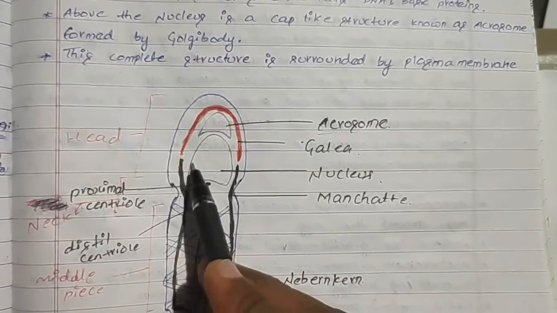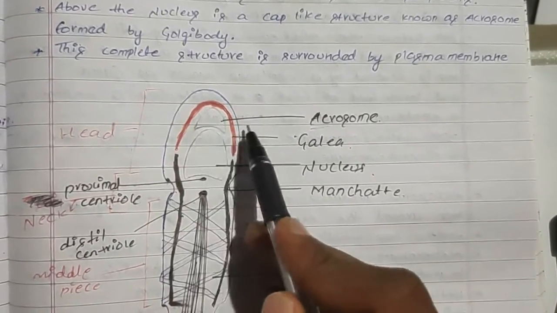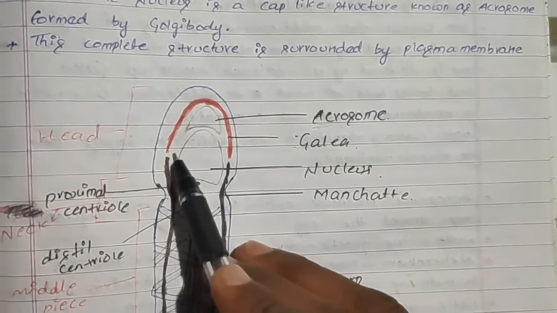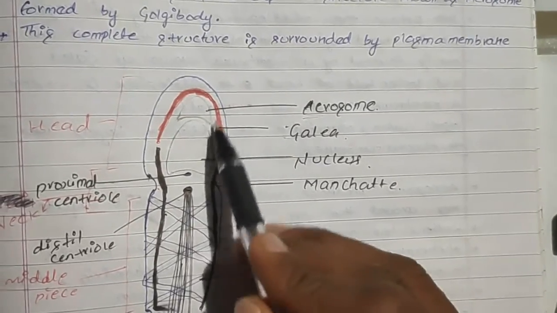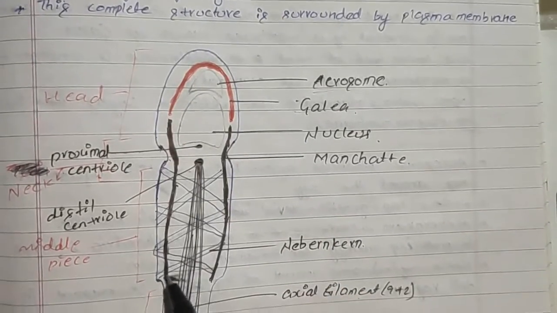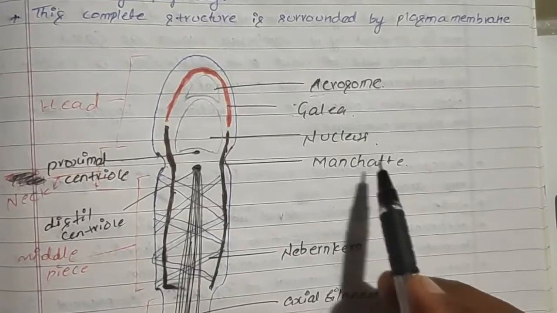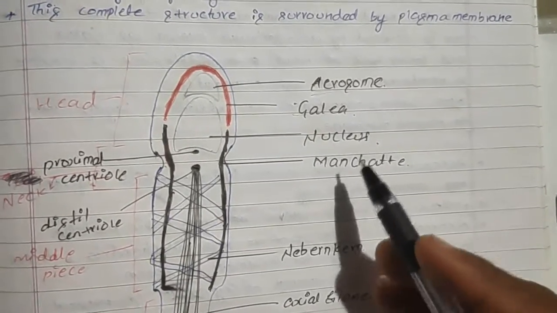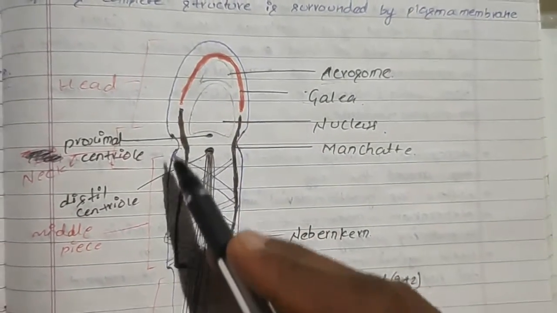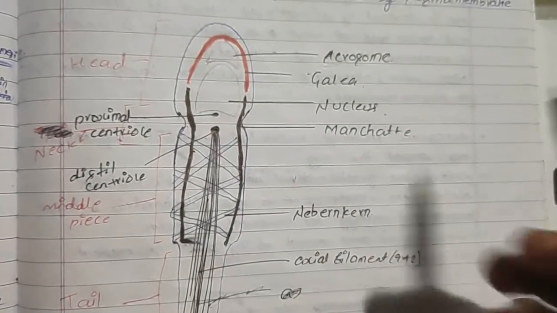From the middle of the nucleus, the complete acrosome is covered by the membrane known as the galea. See the thing written in the red color. From the middle of the nucleus, the complete structure till the middle piece is covered by another membrane known as the manchette, and this galea and the manchette are the extra membranes, and this complete structure is surrounded by another layer known as the plasma membrane. This plasma membrane is present all over the sperm.